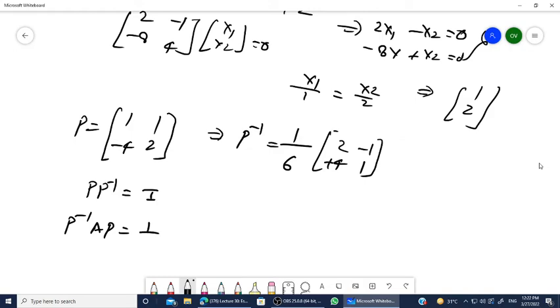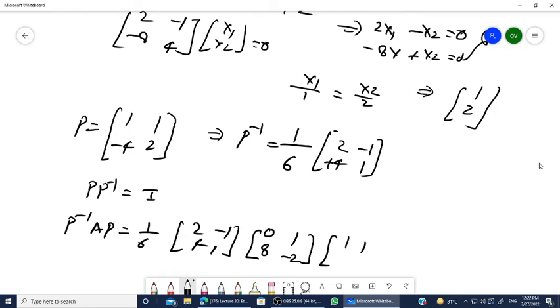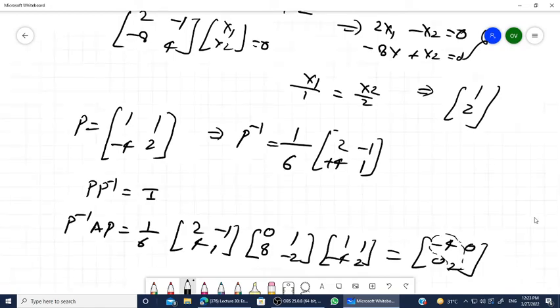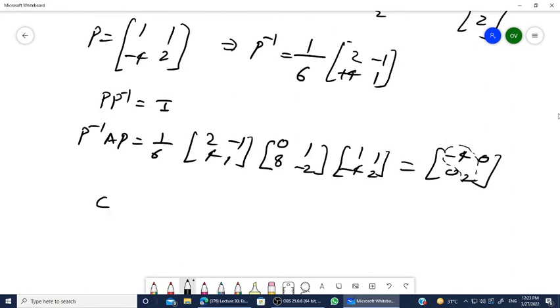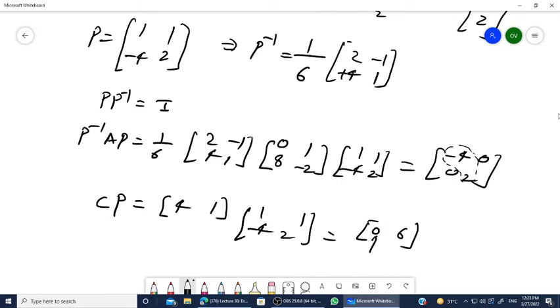Now come to P inverse A P, so that you can transform into the diagonal form. So 1 by 6, P inverse [2 -1; 4 1], into A matrix, which is given [0 1; 8 -2], and P matrix is given [1 1; -4 2]. Solve this, and you find [-4 0; 0 2], so you can see here these are the eigenvalues represented in the diagonal form. And what will be CP? Because we have to check the CP matrix now. CP matrix is the C matrix [4 1] times P matrix [1 1; -4 2]. When you solve it, you get [0 6].